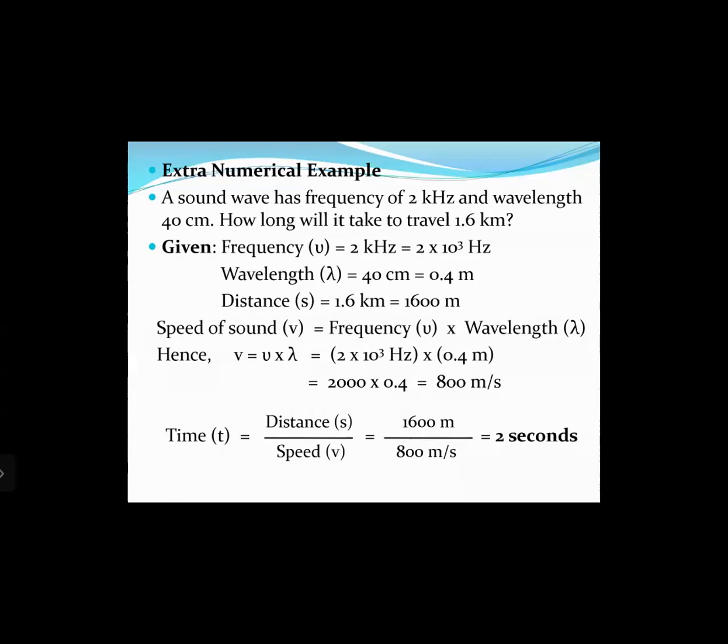Now we will calculate the time required. Now we know distance, so speed is equal to distance upon time. Therefore, time is equal to distance upon speed. So the distance for the sound wave to travel is 1.6 kilometers, which is 1600 meters, divided by the speed of the sound, which we have calculated above as 800 meters per second. So 1600 divided by 800 gives you 2 seconds, right? So that sound will take 2 seconds to travel. Remember, the velocity of sound is different. That is why it takes such a small time.